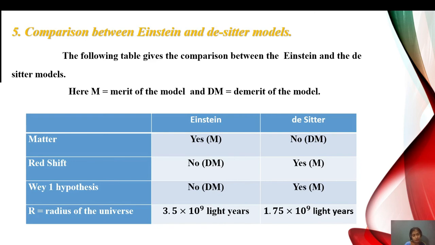Okay, radius of the universe. Einstein said the radius is 3.5 into 10 to the power 9 light years. But de Sitter said 1.75 into 10 to the power 9 light years. This is the comparison between Einstein and de Sitter. It is the most important part. Five marks are always asked for the question about the comparison between the Einstein and de Sitter models. The Hubble hypothesis as well as the de Sitter shift are also the most important, and the basic concept will be cleared in this part.